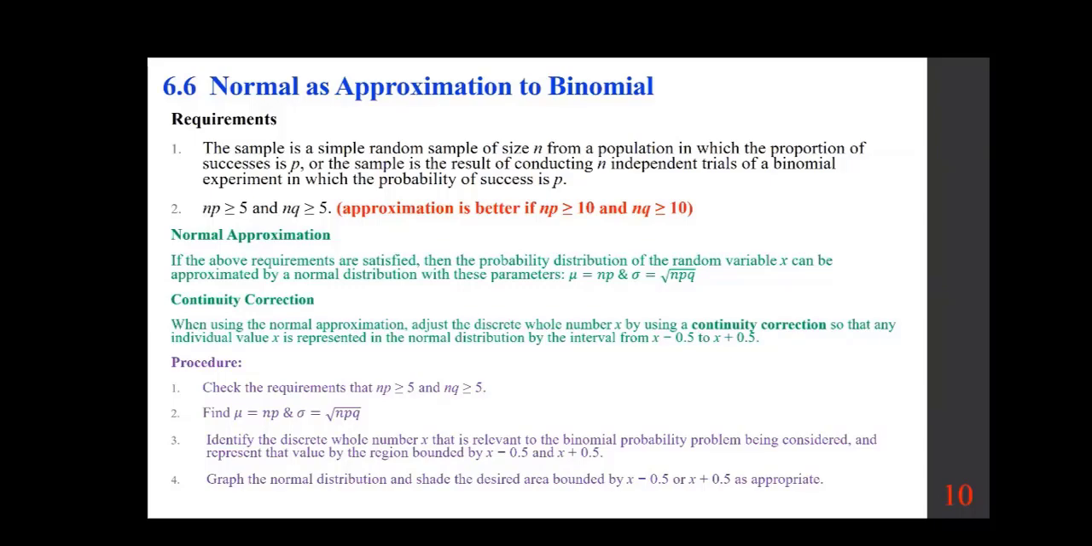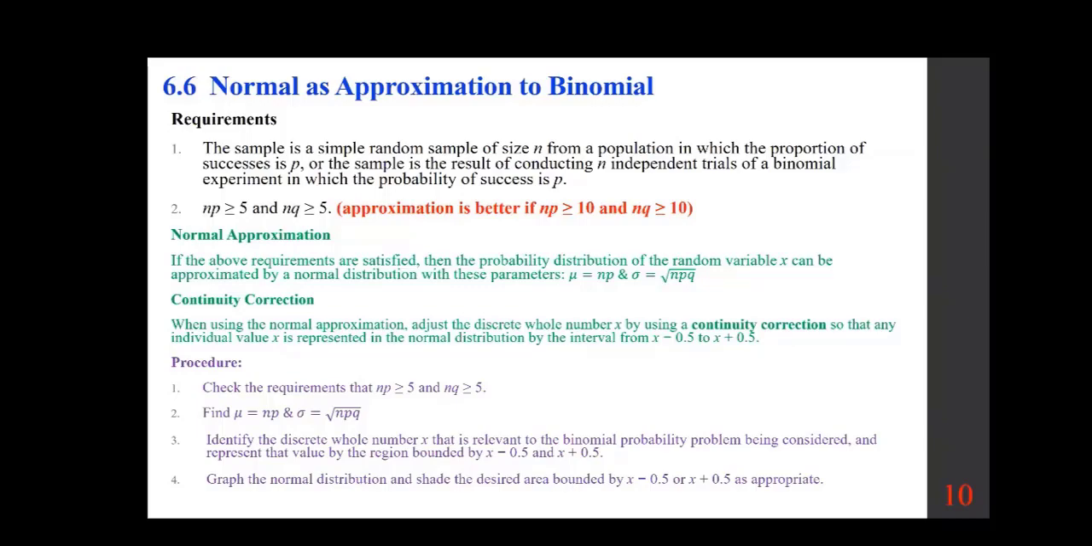Continuity correction: when using the normal approximation, adjust the discrete whole number x by using continuity correction so that any individual value x is represented in the normal distribution by the interval from x minus 0.5 to x plus 0.5.